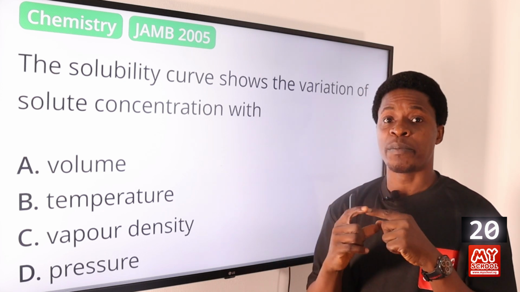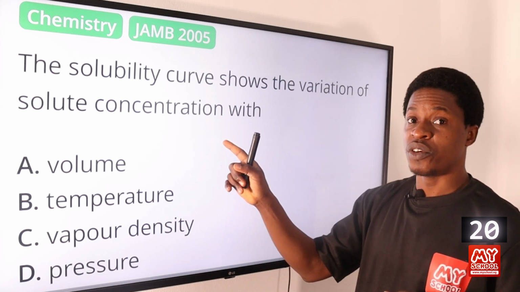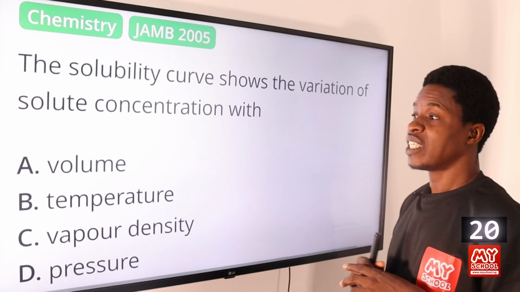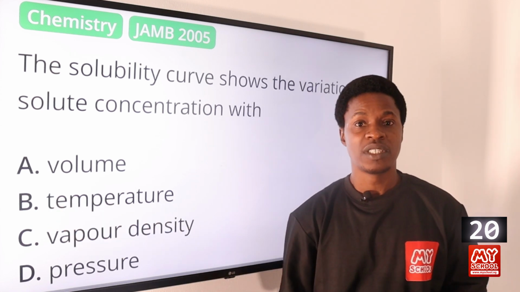So it is temperature dependent. Usually the curve is between the concentration of the solute, and then on the y-axis we have what? Temperature alongside with it. So the correct answer is option B.